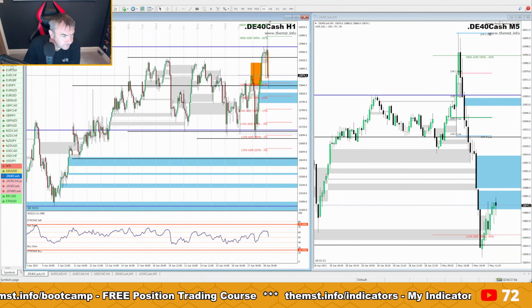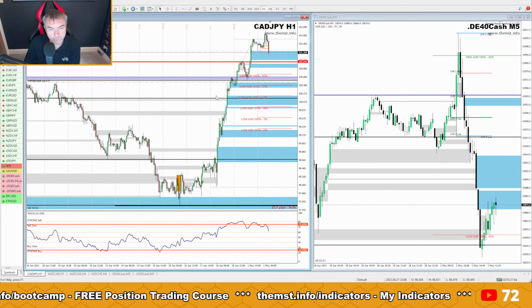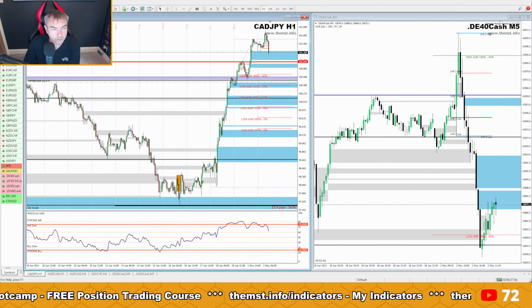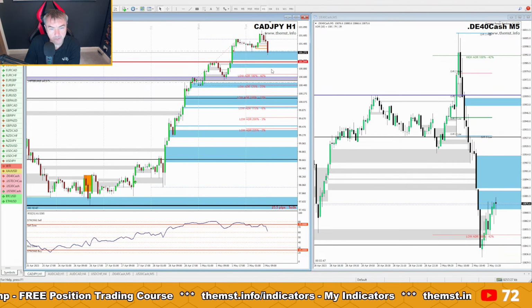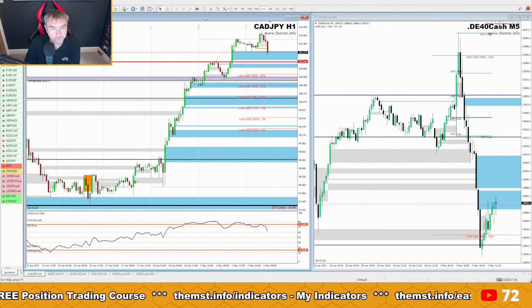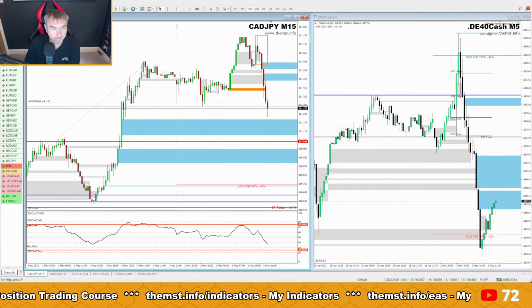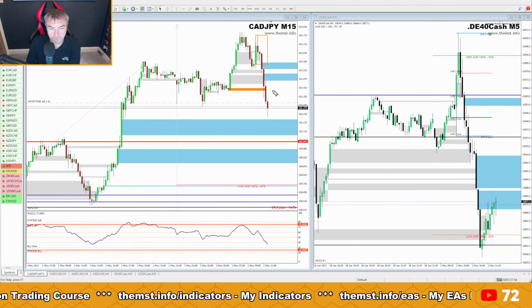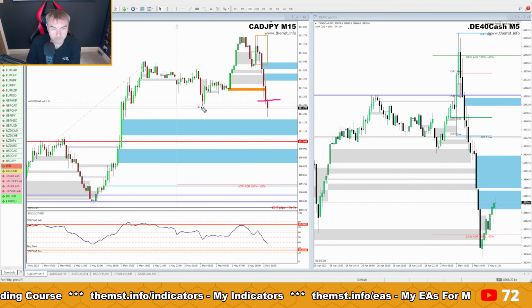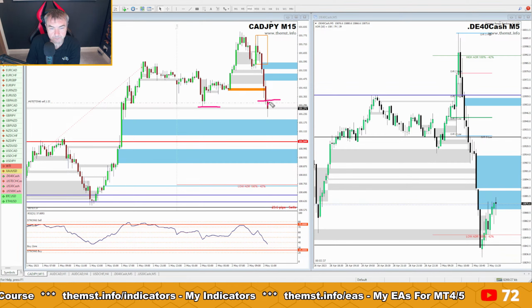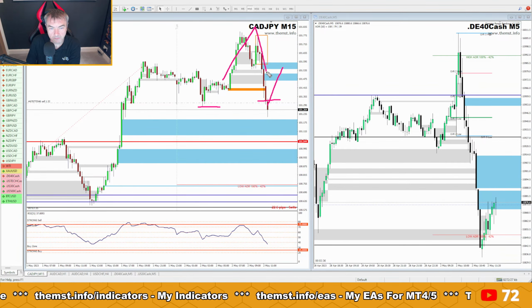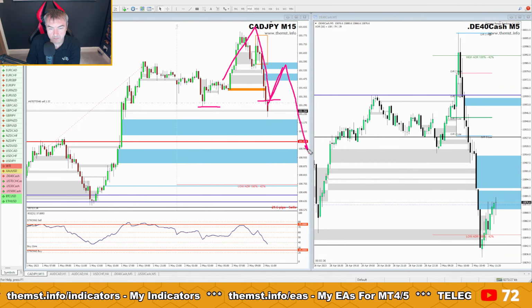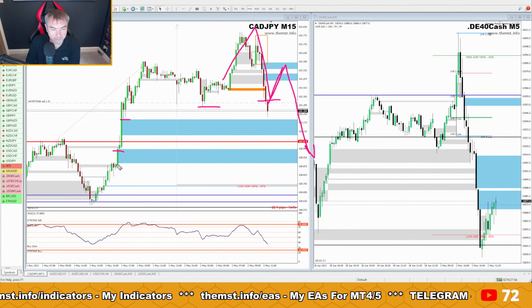So this CAD yen's just broken that low of Asia. So we've just got a reverse alert on that, and we're taking out the Asian low. So potential push back down into there today.